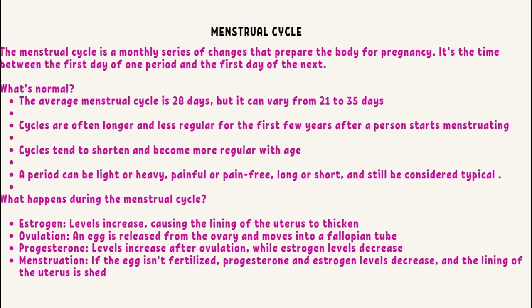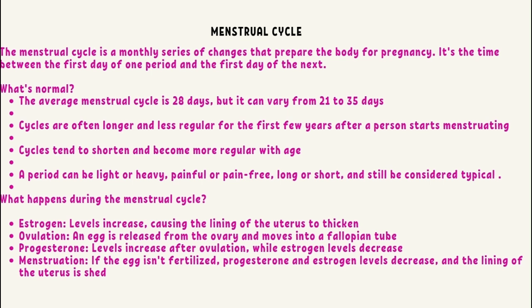So what happens during the menstrual cycle? Once you're talking about the menstrual cycle, two very important hormones you have to talk about are estrogen and progesterone. When estrogen levels increase, they cause the lining of the uterus to thicken, right? Then ovulation, when the egg is released from the ovary and moves into the fallopian tube. What the body is expecting at this point is that an egg will implant and you'll get pregnant.